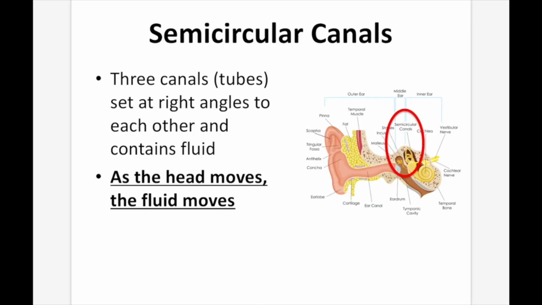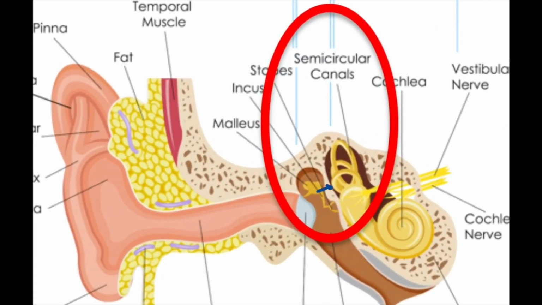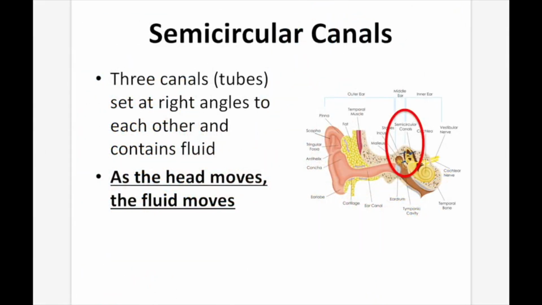Semicircular canals. There are 3 canals or tubes set at right angles to each other, and they each contain fluids. And you can see them right there. So we have our 1, 2, and the 3. Now they're going to be set so that they can measure every direction that the head can move. So we're going to have 1 on the x-axis, we're going to have 1 set on the y-axis, and then we're going to have 1 set on the z-axis.